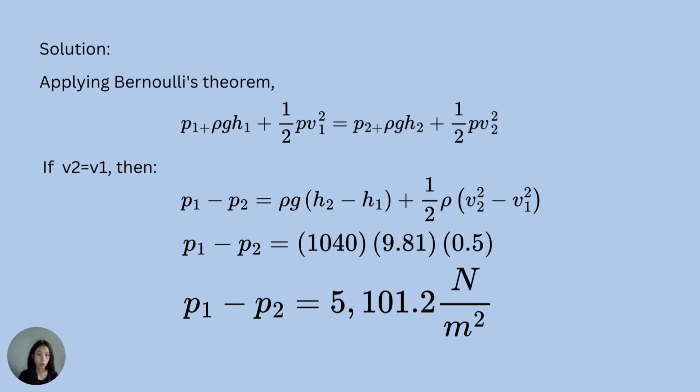It means na mag-zero siya. So P1 minus P2 is equal to 1040 multiplied by the gravity, which is 9.81, and the height difference, which is 0.5 meter. So calculating it, we will arrive with the value of 5101.2 Newton per meter squared.